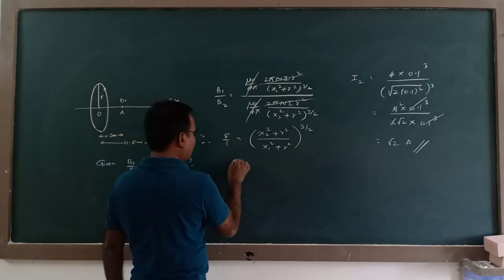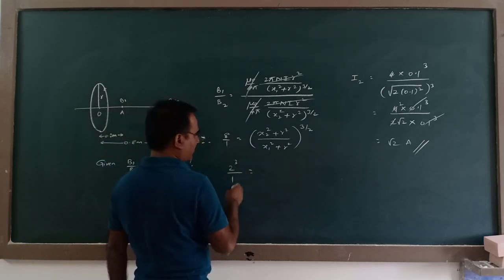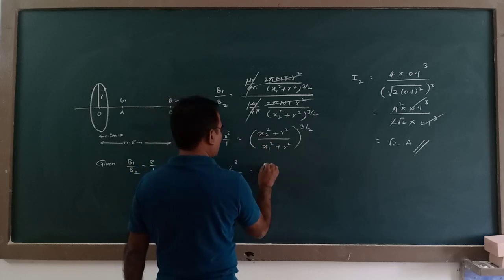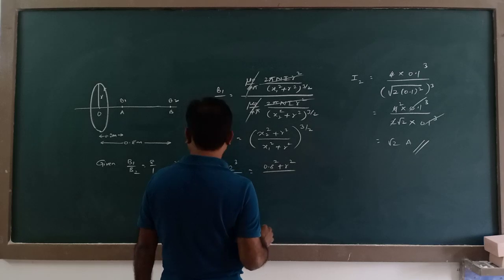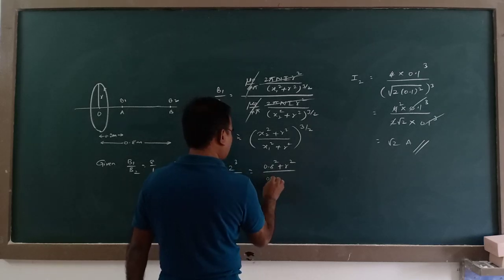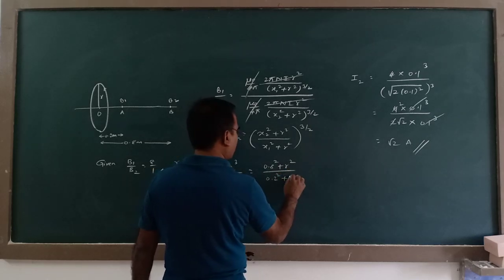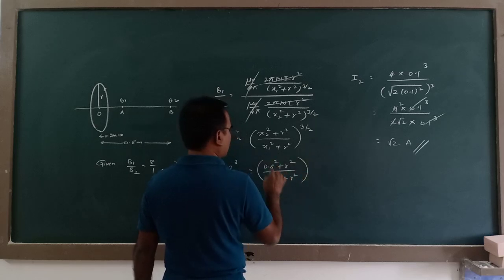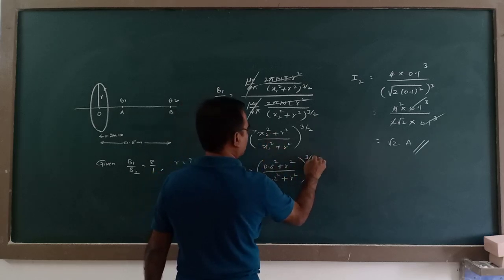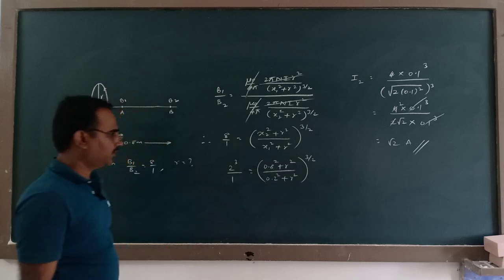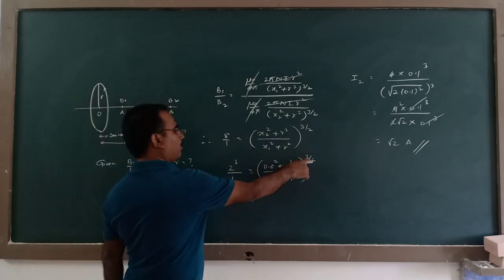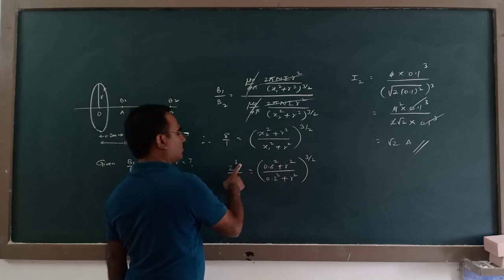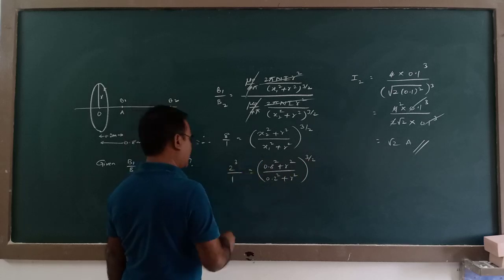So this 8 can be written as 2 cube. The rest is simplification. And this x2 is 0.8 square, x1 is 0.2 square. On substituting x1 and x2, this is whole to the power of 3 by 2. Next, to eliminate this power, what we have to do? First you take cube root on both sides.